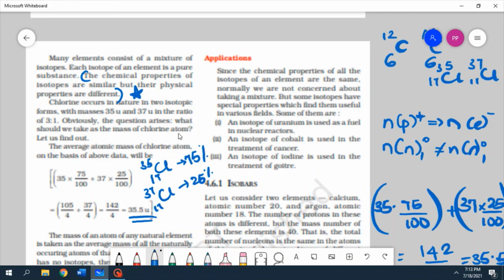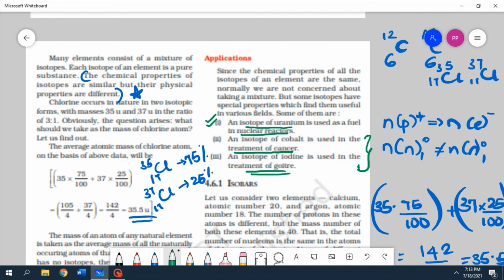An isotope of uranium, that's a very famous isotope of uranium because it is used in nuclear reactors. An isotope of cobalt is used in the treatment of cancer. An isotope of iodine is used in the treatment of goiter. Okay, so this is a very famous and hopefully familiar isotope, the isotope of uranium. But these two, if they are not familiar to you, make sure you understand and remember which isotope is used for what.